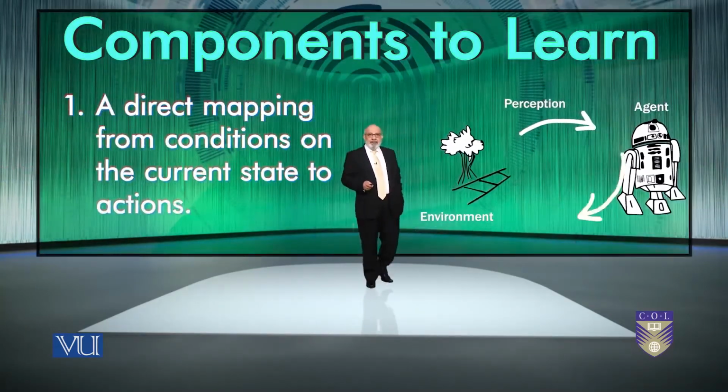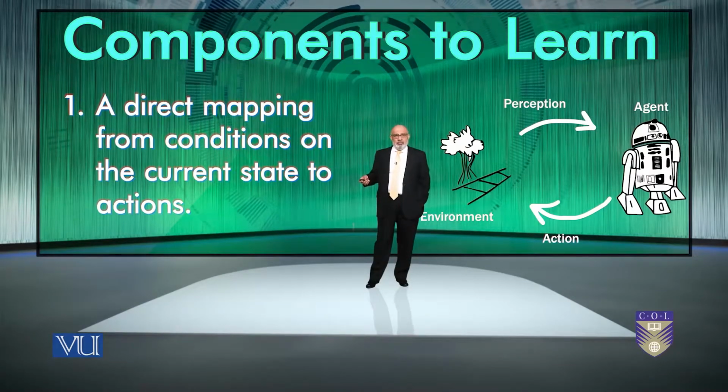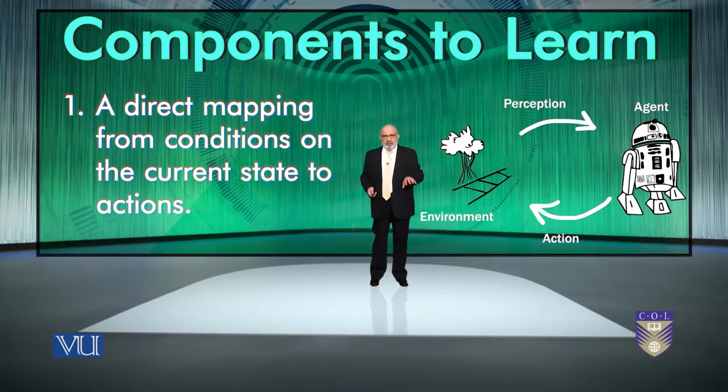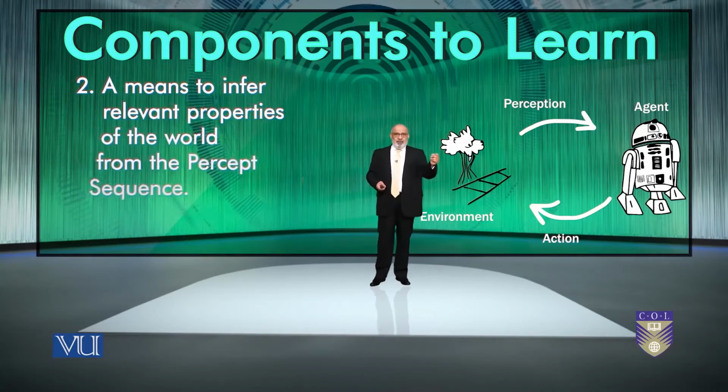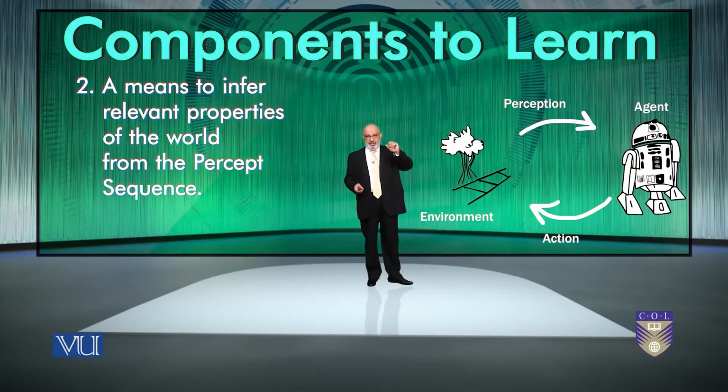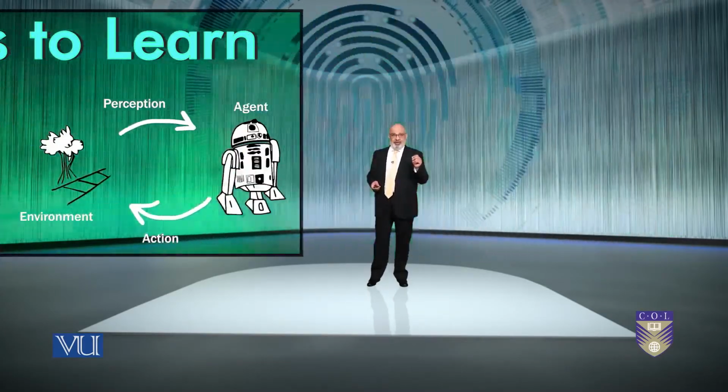The components to learn. The components of these intelligent agents can include, let's say, a direct mapping from the conditions of the current state to actions to be performed. This can be improved, for instance. Number 2, a means to infer relevant properties of the world from the percept sequence. Here's another word, percept sequence. A percept is the input that an intelligent agent is perceiving at any given time. It's happening 24/7. Now, that input is added to the sequence. We call it percept sequence, which is like a complete history of each percept ever detected so far by that intelligent agent.